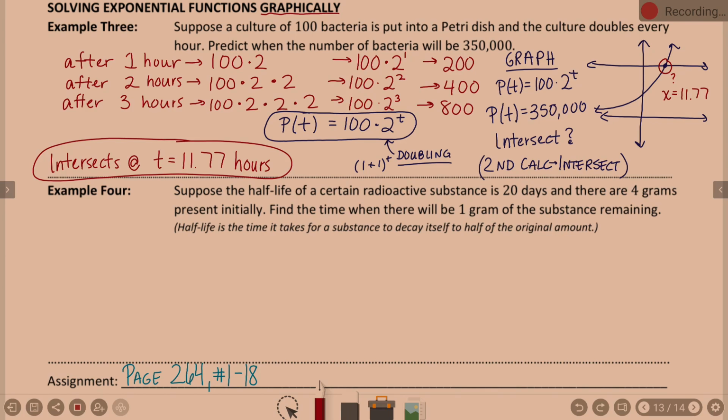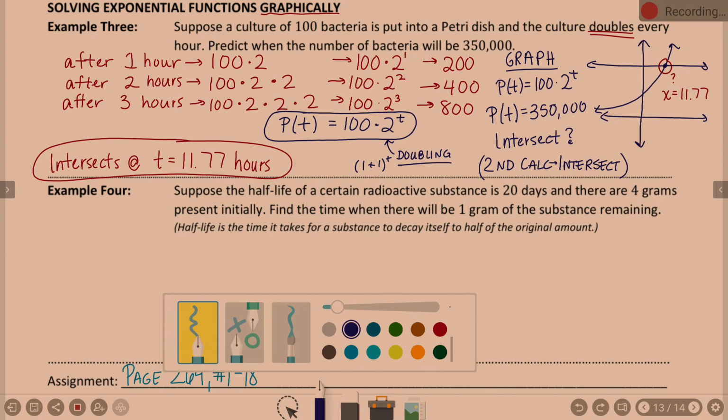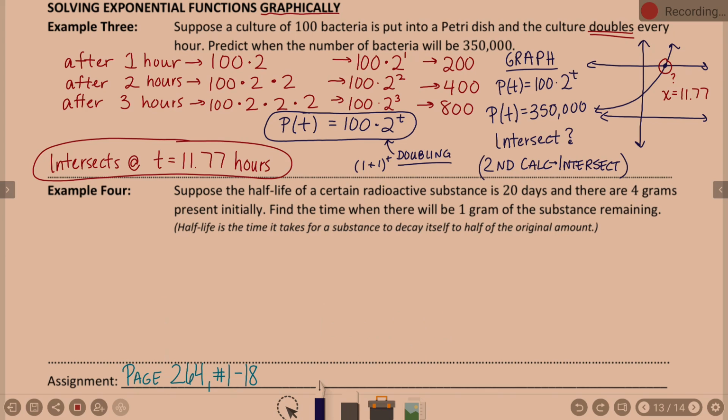Okay. That was our situation where our culture was doubling every hour. So if we just doubled, guess what? Now we get to? Triple. No. Half-life. This is what? Chemistry? Yes? No? Or is it in biology? Chemistry. Okay. So, now, instead of doubling, we're going to talk about the half-life.